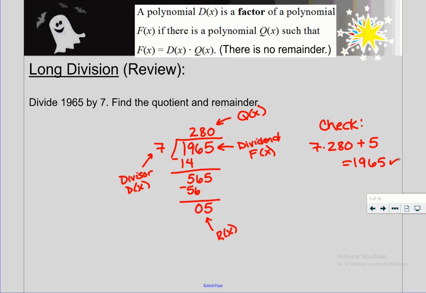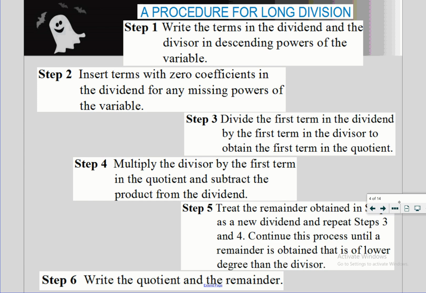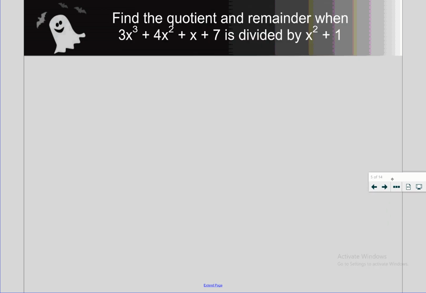Does that look familiar? Any questions about the process here? So the steps are on here that we're about to use. We just reviewed them with numbers. I put them on the slide in case you want to refer back to them in Polaris, but we're not going to spend time writing them down.